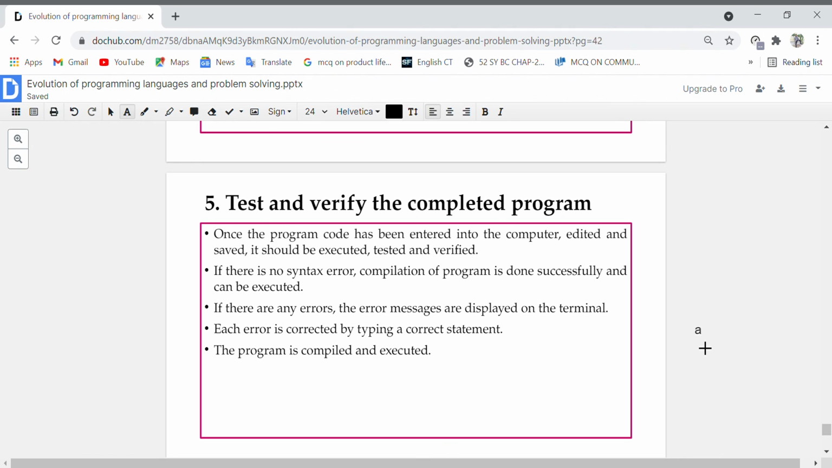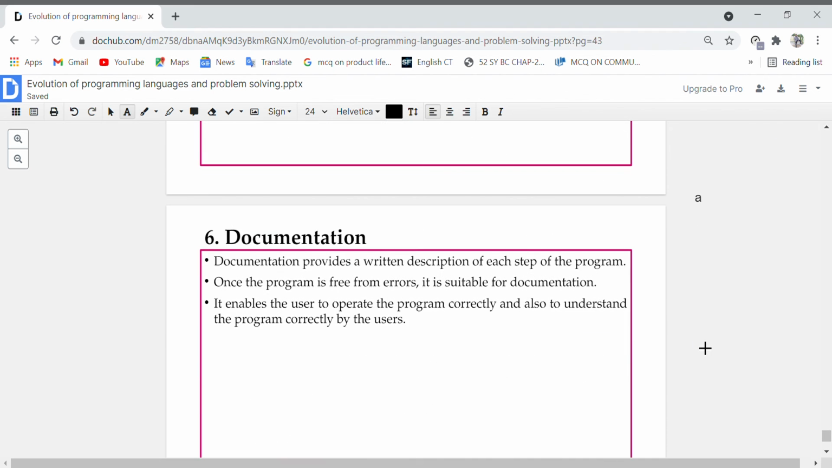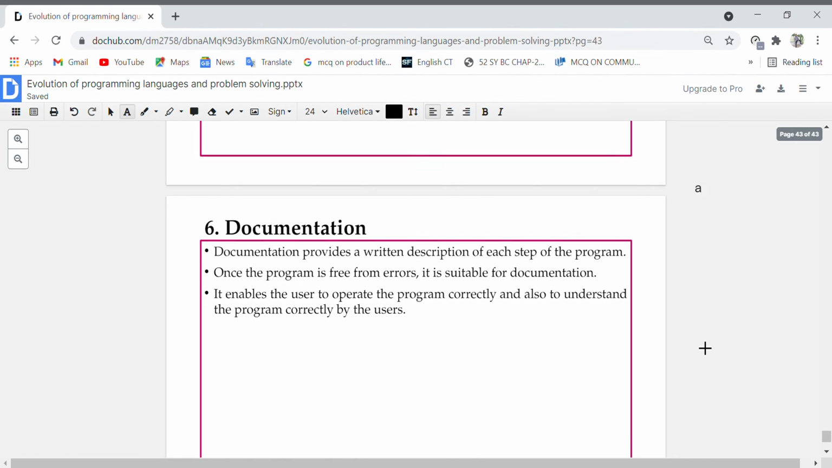Once the program has been written, it needs to be tested, executed, and verified. If there are no syntactical errors, then the compilation of the program will take place successfully. Documentation is what? Documentation is just a brief description of each step of the program, and this cannot be done directly. If the program has no errors, only then will it lead to the process of documentation.